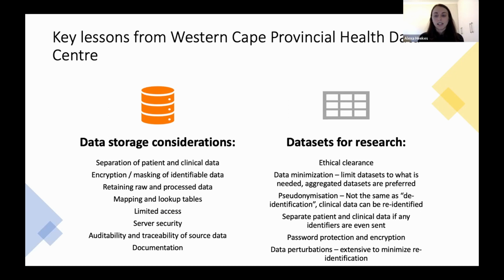Then in terms of data sets for research, because we have this huge operational data store, the benefit for operational researchers and academic researchers is quite apparent, even though our primary focus is patient care. So we make sure, of course, that our researchers have ethical clearance, but when it comes to releasing data sets, we follow some key principles which I think are applicable to whether it's a data set that you've generated or one that you're sharing.